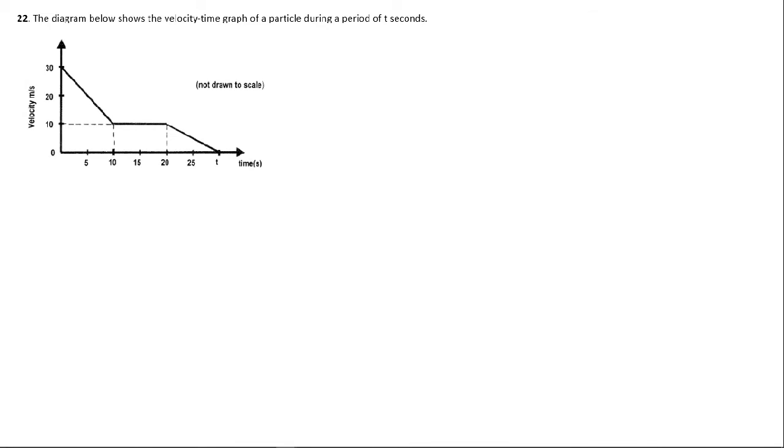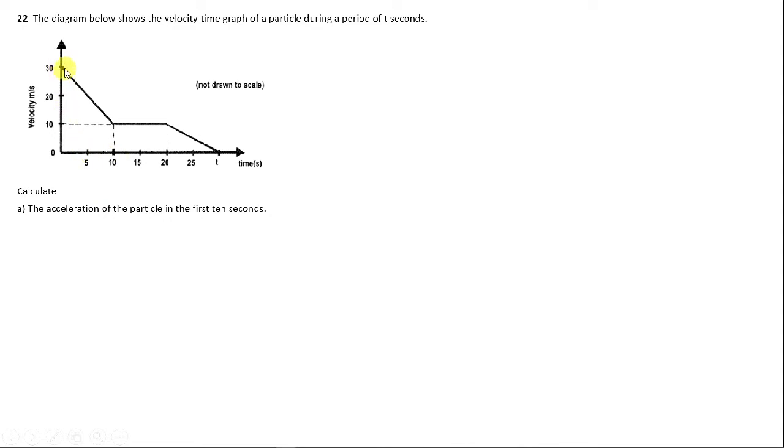We continue. Question 22 is saying the diagram below shows the velocity time graph of a particle during a period of t seconds. So that is our velocity time graph. The first question is saying calculate the acceleration of the particle in the first 10 seconds.